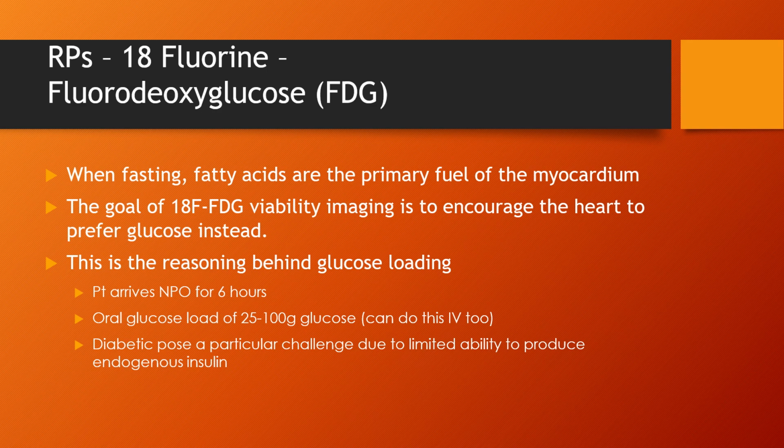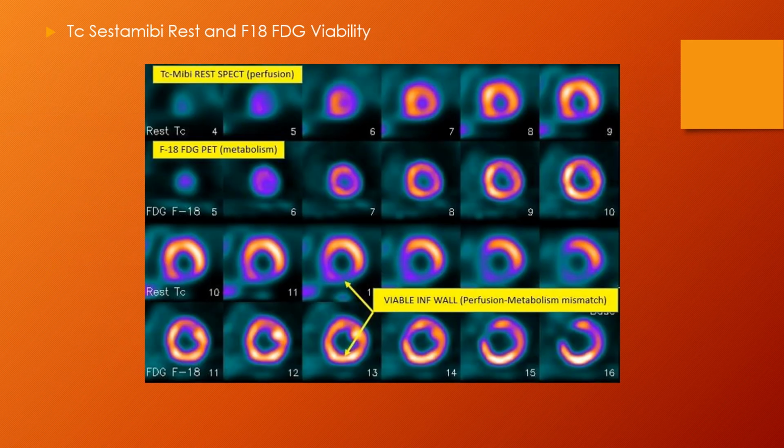Patient needs to be NPO for 6 hours. Oral glucose load of anywhere from 25 to 100 grams of glucose. This can be oral or IV. And if it's a diabetic patient, this is a particular challenge when you're glucose loading, and you will want to watch their blood sugar carefully, and you may need to give them insulin since they're not producing their own.